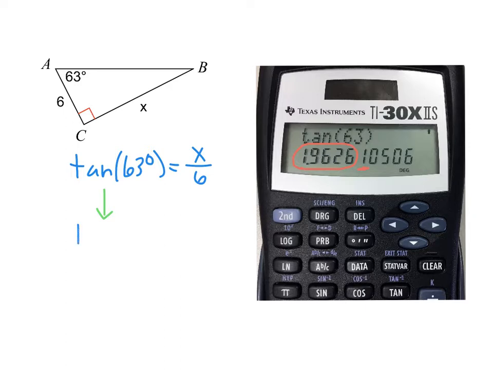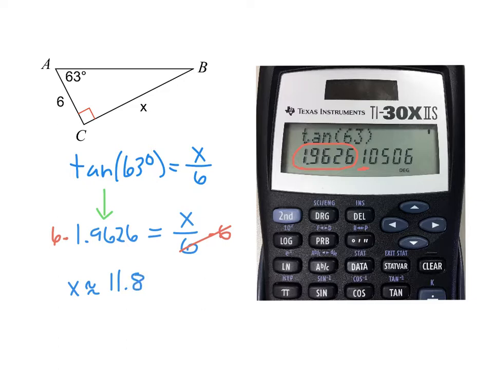So I get an equation: 1.9626 equals x over 6. To solve this equation, we simply are going to multiply both sides by 6 to isolate x. And I end up with x is approximately equal to, my calculator says, 11.7756, and I'm going to round that off to 1 decimal place and call it 11.8.